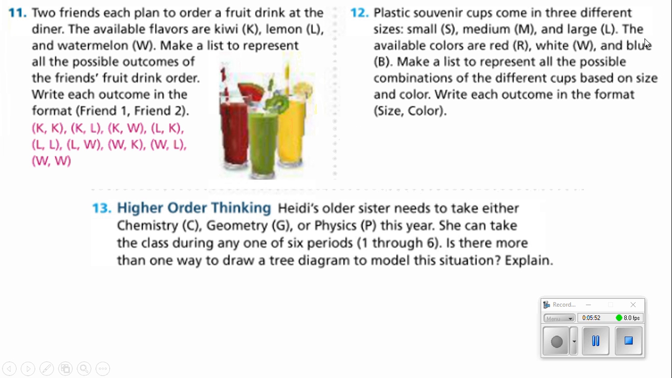Number 12 says plastic souvenir cups come in 3 different sizes: small, medium, and large, which we will label S, M, and L. The available colors are red, white, and blue. Make a list to represent all the possible combinations. Well, there are 3 different sizes, 3 different colors, 3 times 3. That tells me there's going to be 9 combinations. 1, 2, 3, 4, 5, 6, 7, 8, 9.